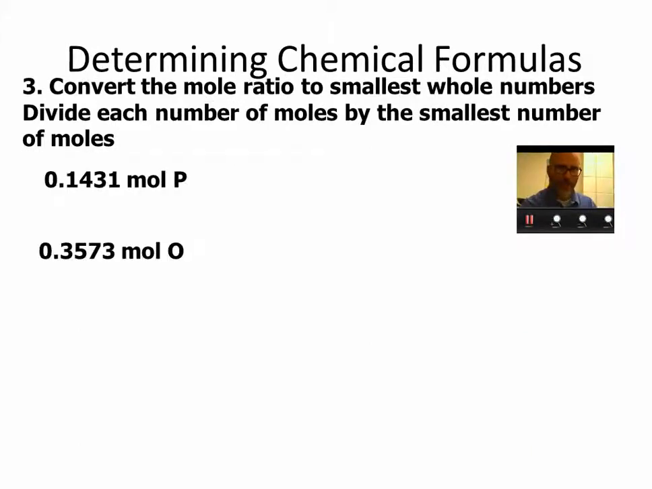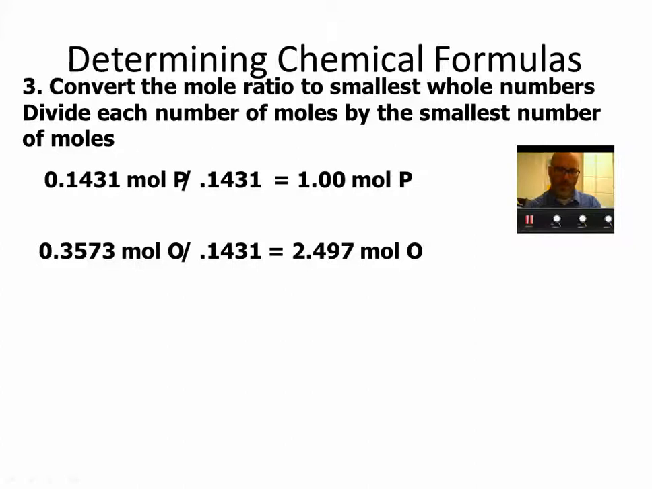All right, now, here's our moles of phosphorus. Here's our moles of oxygen, but we need a whole number ratio. So we look at these. Which of these two is the smallest? So 0.1431 is the smallest. So we're going to divide both of these by 0.1431. So of course, we're going to have 1 mole of phosphorus, and then we have 2.4597 moles of oxygen. Now, this is 0.51 away from 3. It's 0.497 away from 2. So this is not off from a whole number by just a few hundredths.